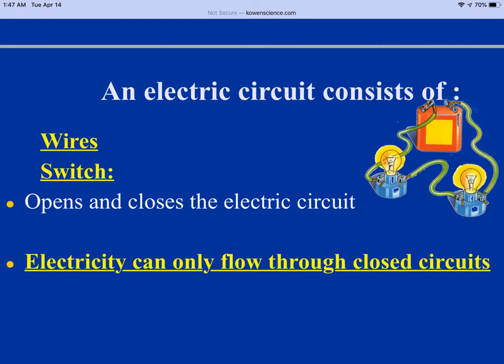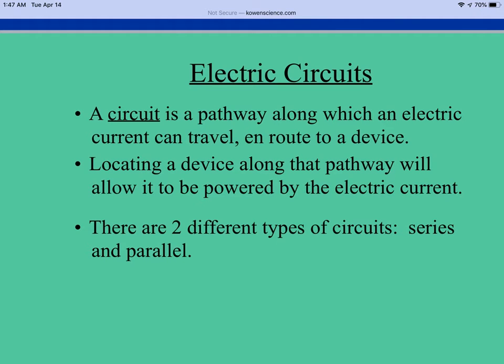The circuit will need wires and switches. This will allow it to open and close the electric circuit. Now remember, electricity can only flow through a closed circuit. If a circuit is open, the electricity flow will halt. So an electric circuit is a pathway along which the electric current can travel en route to the device. Locating a device along that pathway will allow it to be powered by the electric circuit. There are two different types of circuits. There are series circuits and there are parallel circuits.